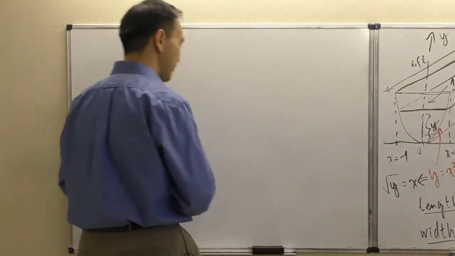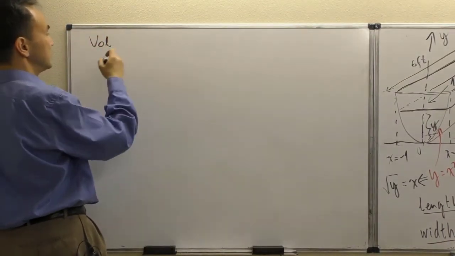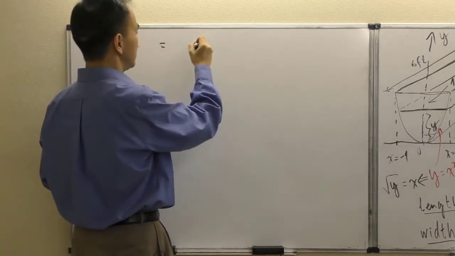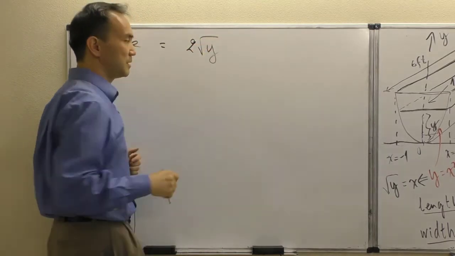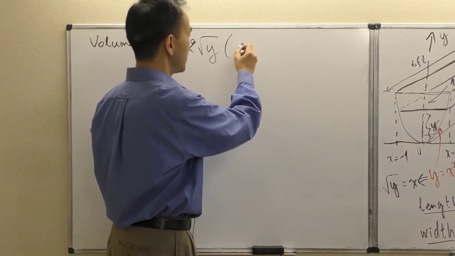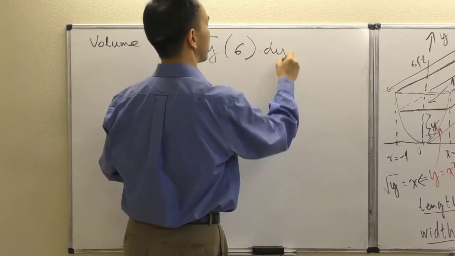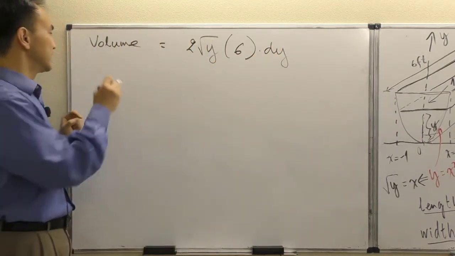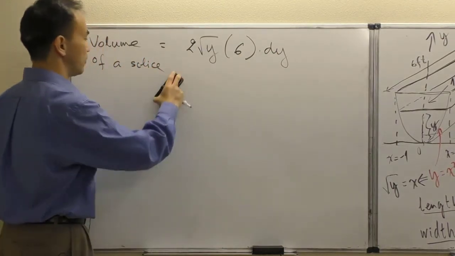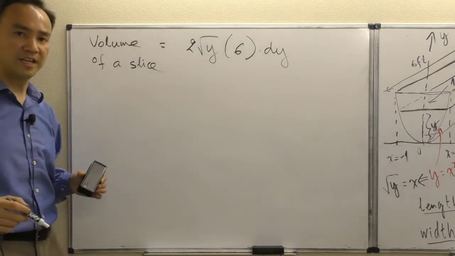So the volume of each slice equals 2 times square root of y, multiplied by 6, because this is the width, this is the length, multiplied by dy. That's the volume of one thin slice, a slice of water.